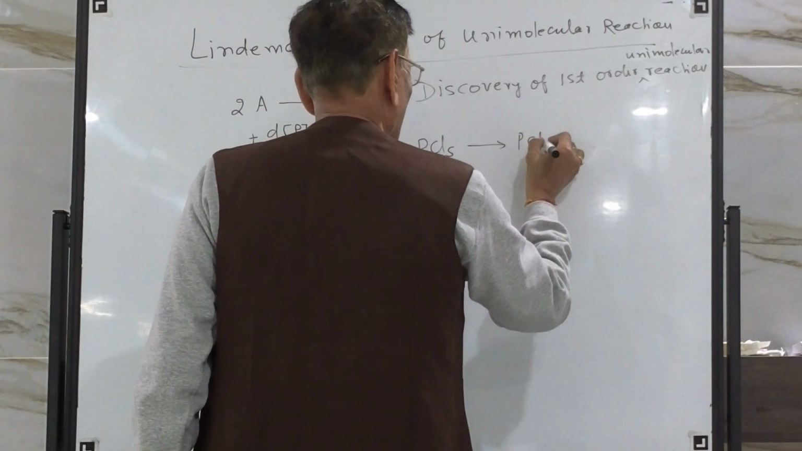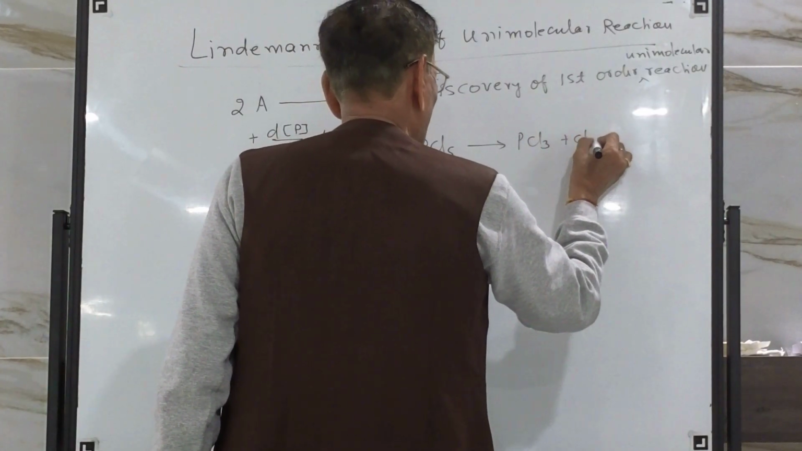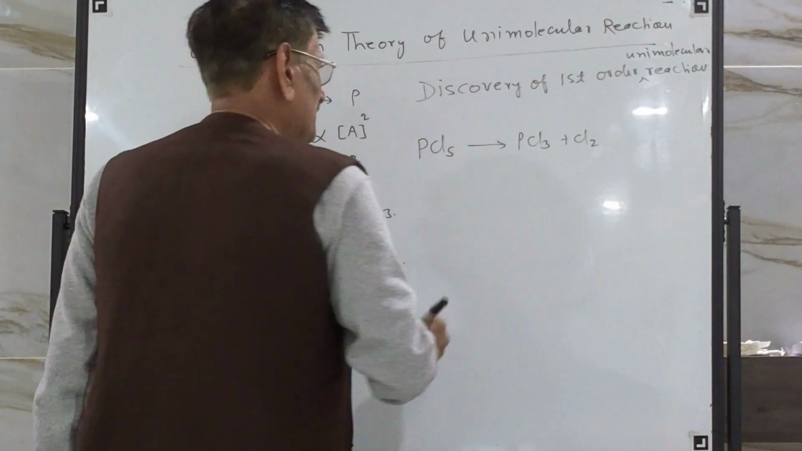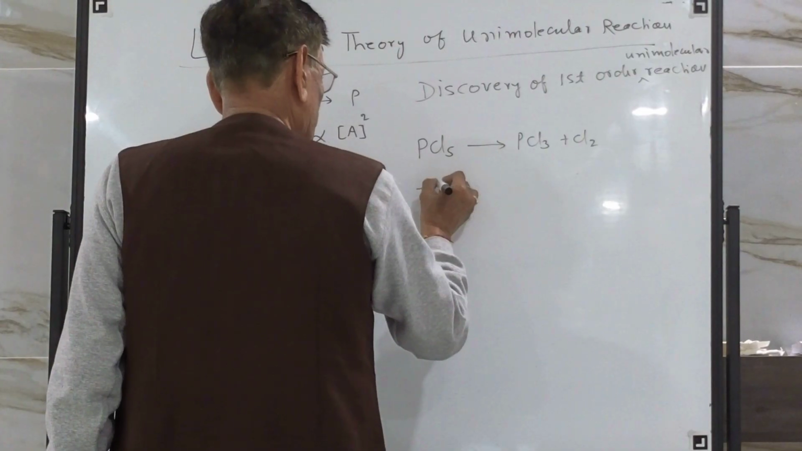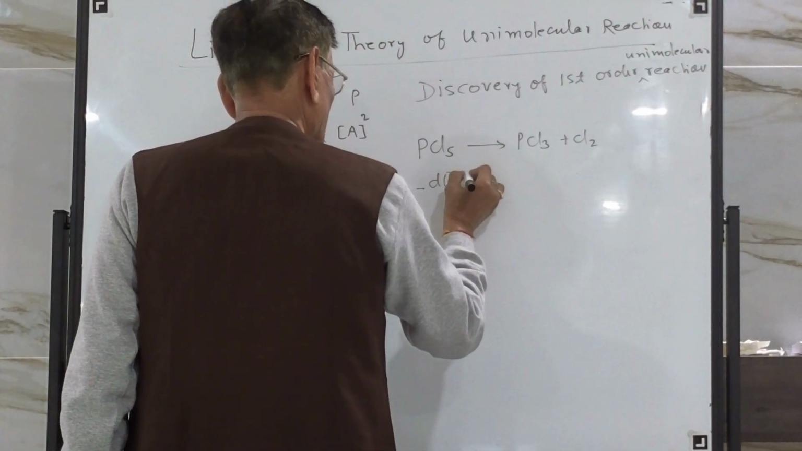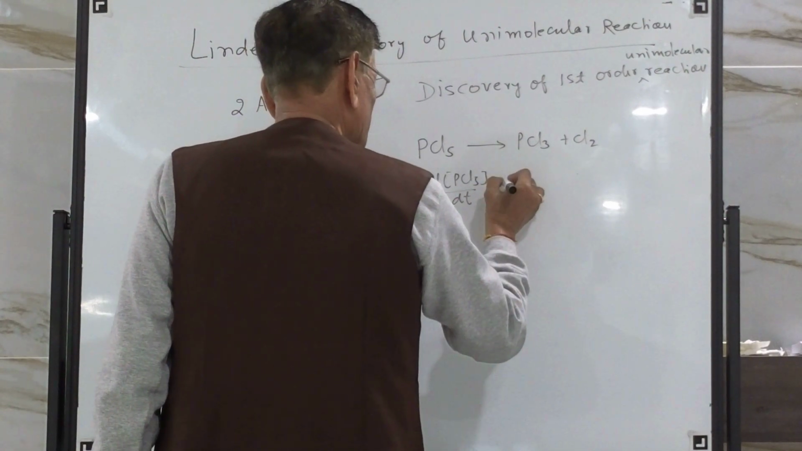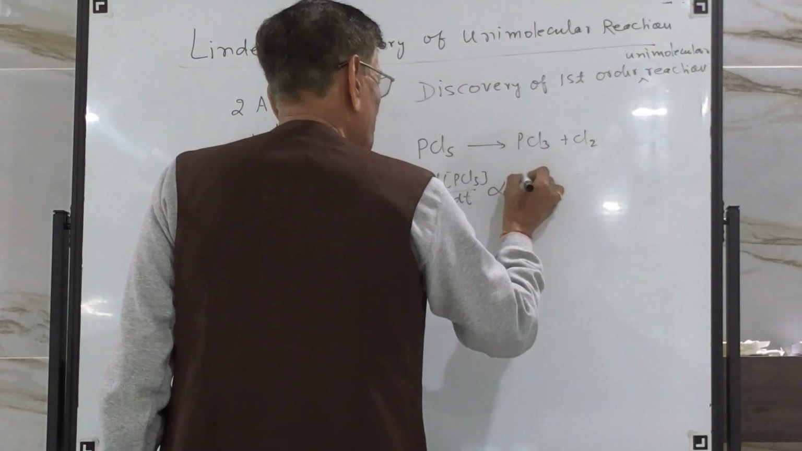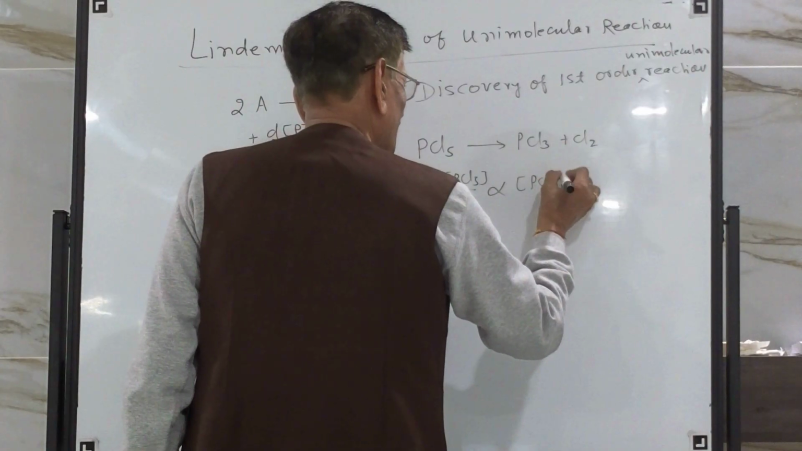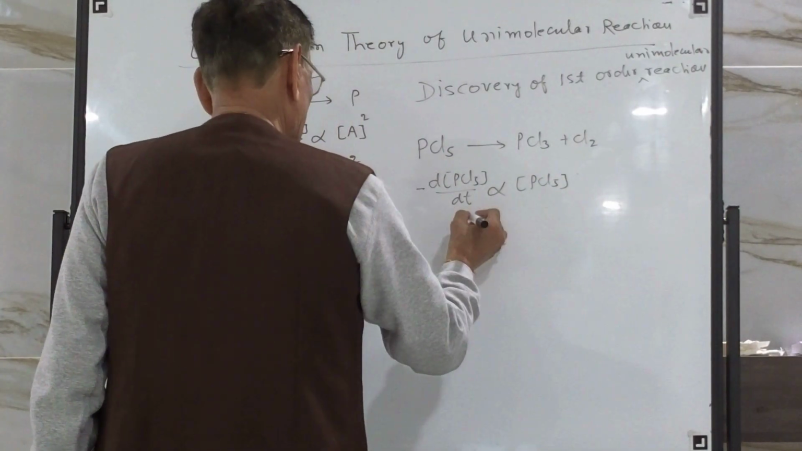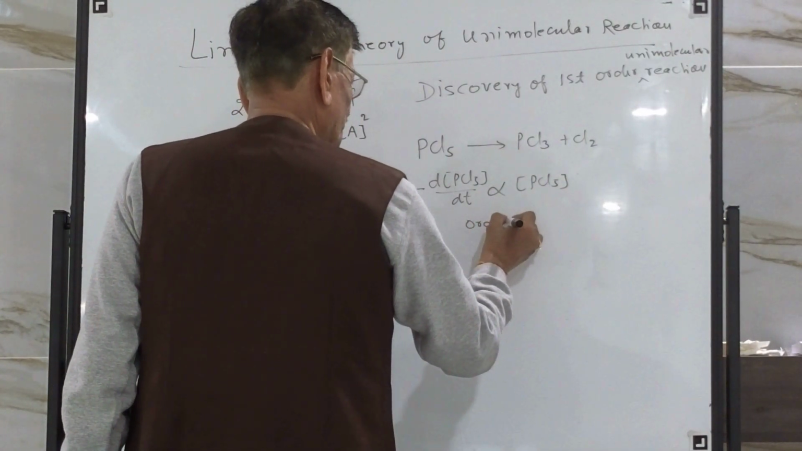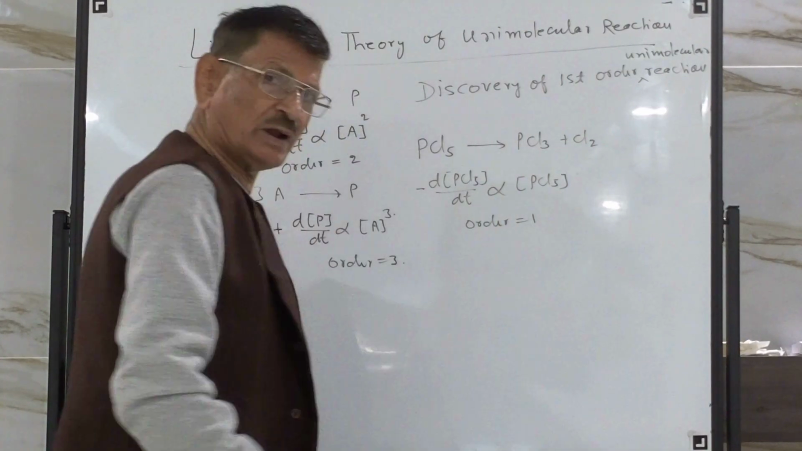gives PCl3 plus Cl2. Here, the rate of reaction, that is the rate of consumption of PCl5, minus d[PCl5] by dt, is proportional to the concentration of PCl5. That is, it is a first order reaction. The order is 1.